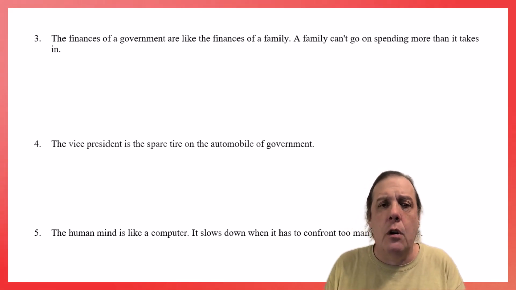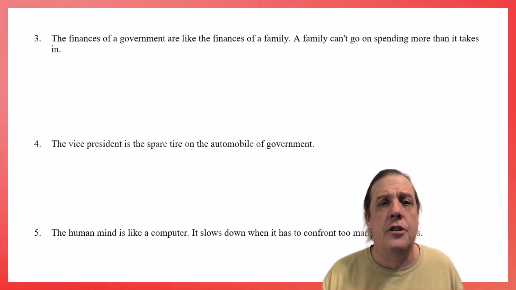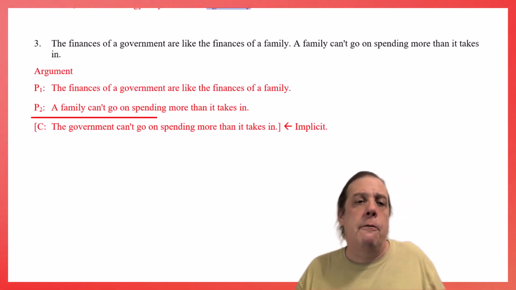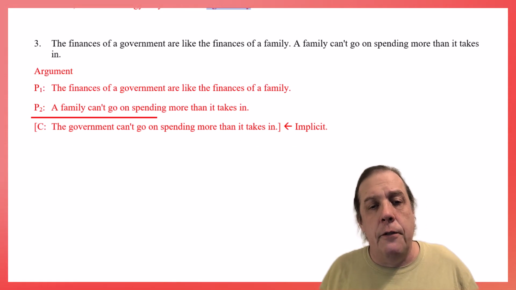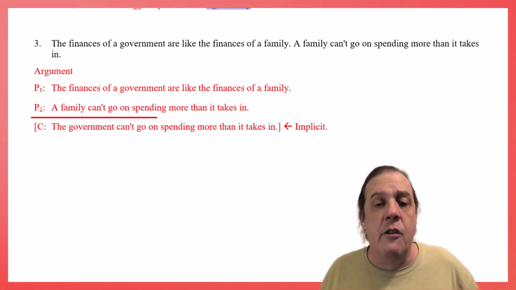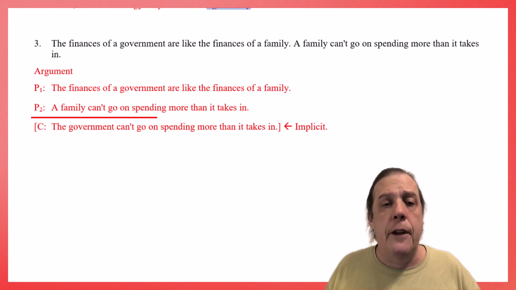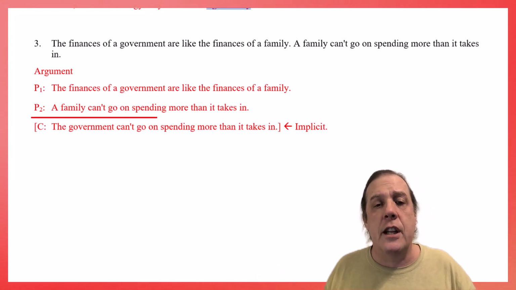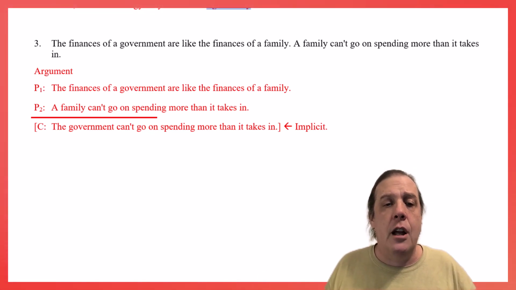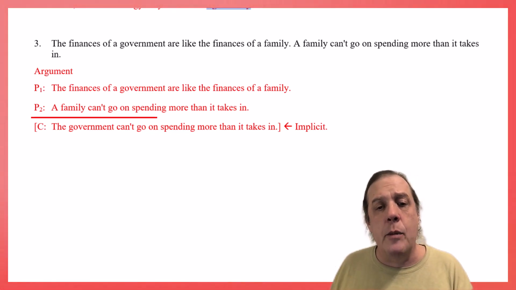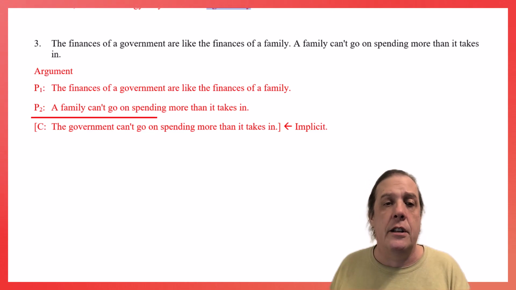And therefore, this is an argument by analogy, and we can fill in the standard form. Standard form would look like this. P1, the finances of the government are like the finances of a family. P2, a family can't go on spending more than it takes in. And then we have a conclusion that was only implicit before. The government can't go on spending more than it takes in.